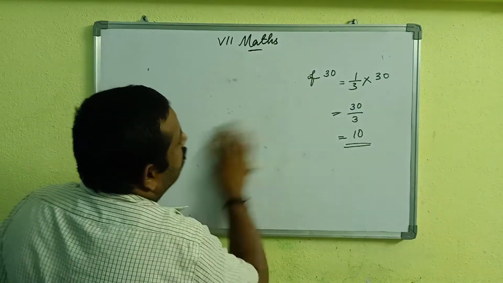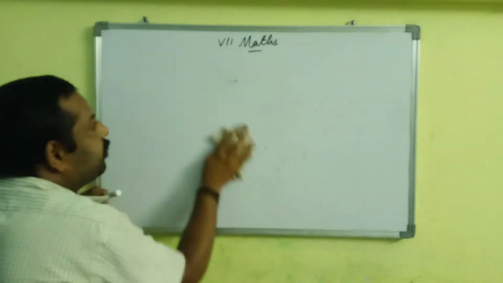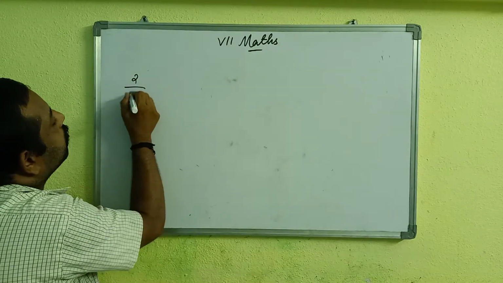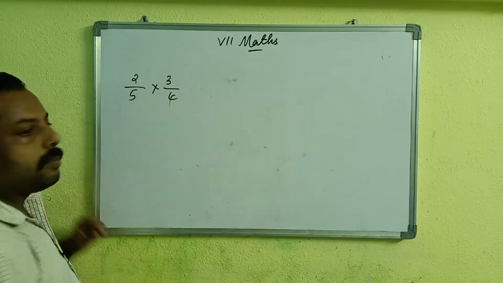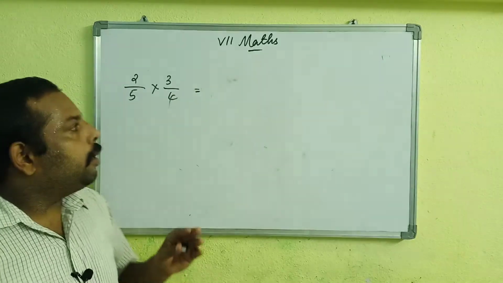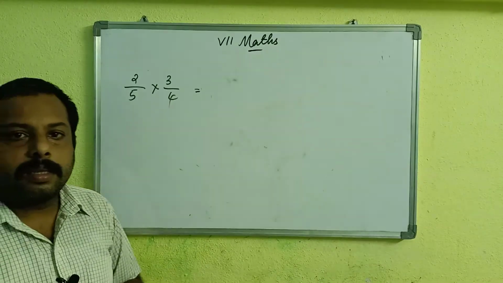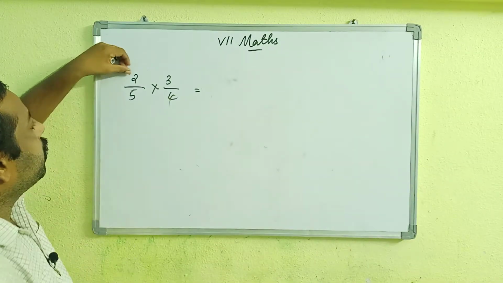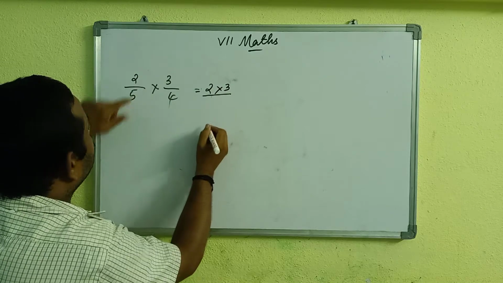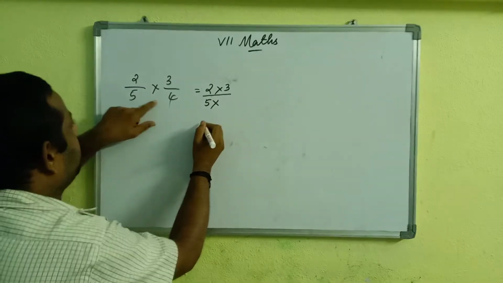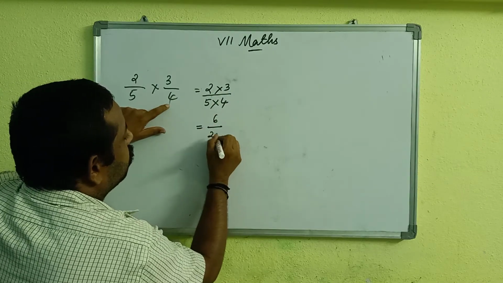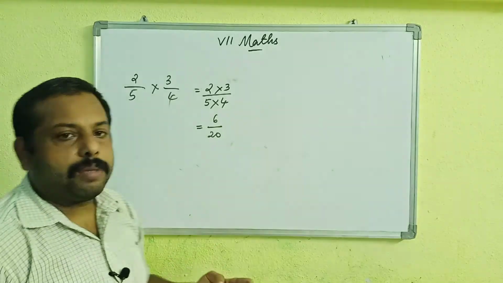Now, let us learn multiplication of a fraction by a fraction. 2 by 5 multiplied by 3 by 4. In this case, it is very simple. Both are fractions. So, we can multiply the numerators together. Numerator is here 2 multiplied by, here it is 3. Whole divided by 5, multiply the denominators now, multiplied by 4. 2 3s are 6. 5 4s are 20.